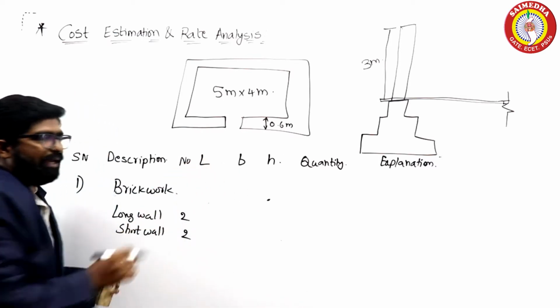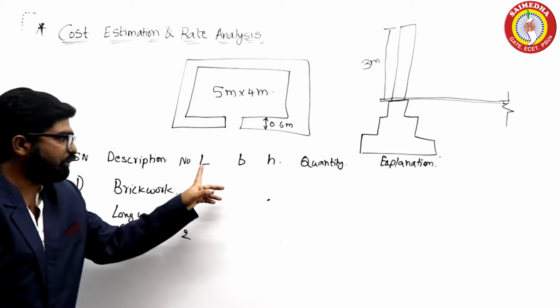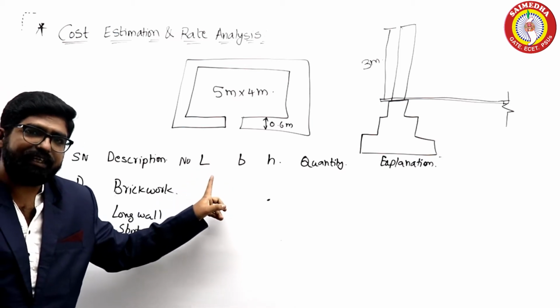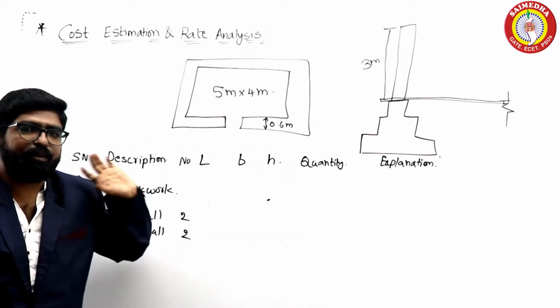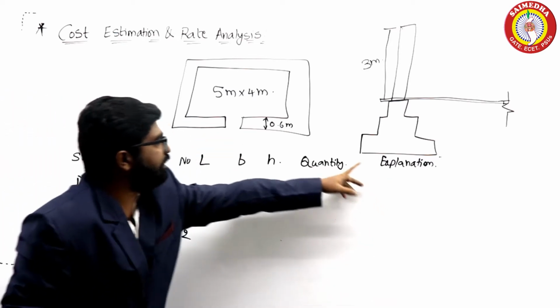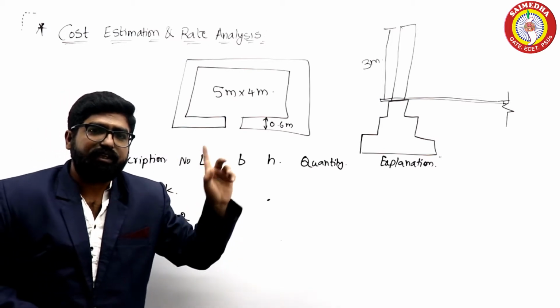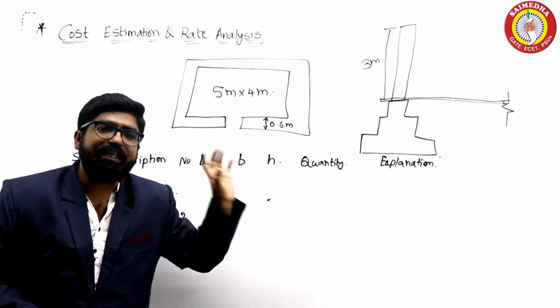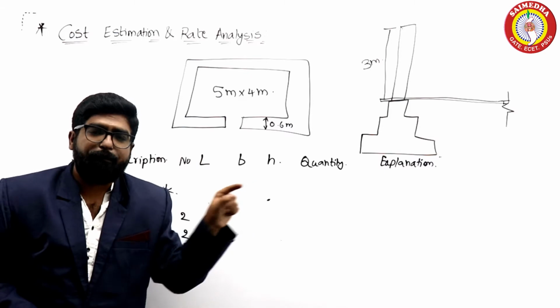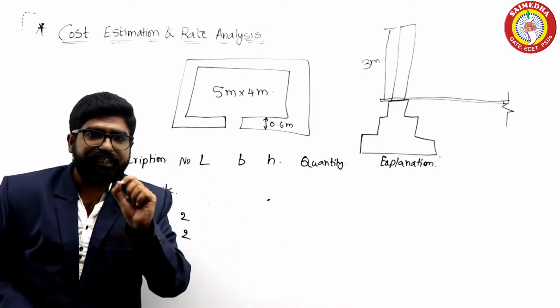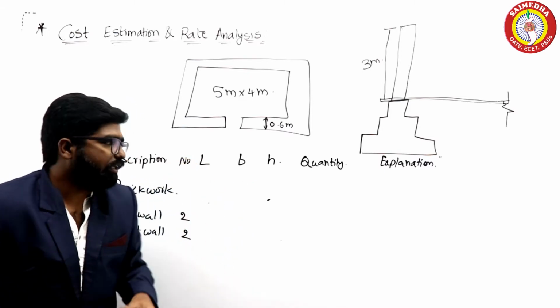Now this is the main thing in long wall and short wall: calculation of length. How I am going to calculate the length, that I will write in the explanation. What is the length of the long wall? Length of long wall is equal to the center line to center line length of the room, plus half of the breadth on each side of the room.